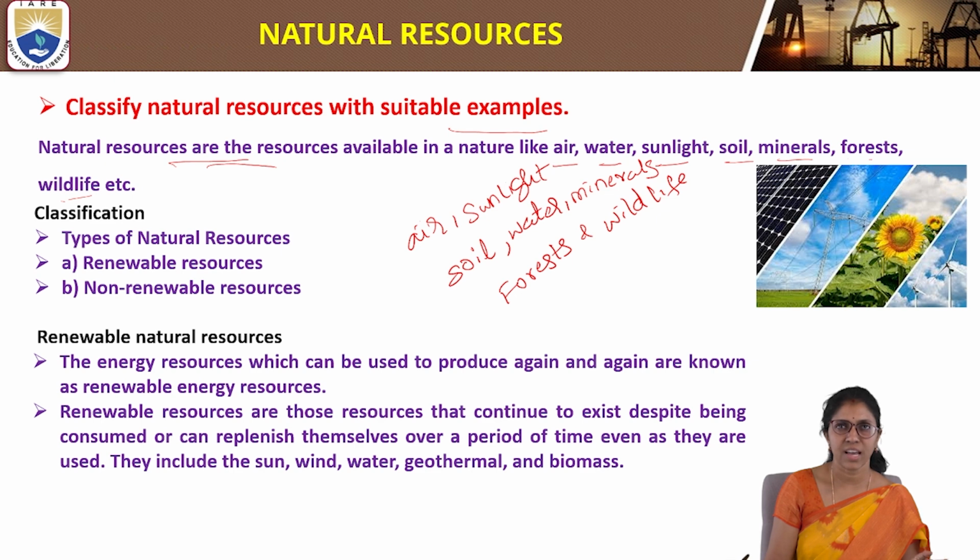So what does classification mean? We have two types of natural resources. The first type is renewable natural resources, and the second is non-renewable resources. Renewable natural resources are the energy resources which can be used to produce again and again. The energy resources which can be used to produce again and again are known as renewable energy resources.